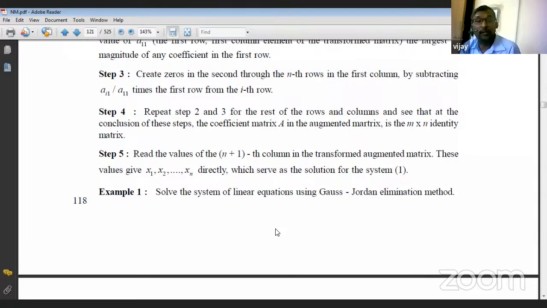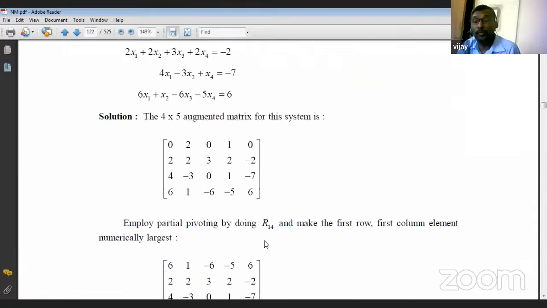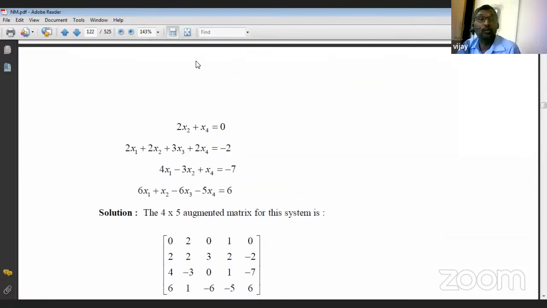Read the values of the n plus 1 column of the transformed augmented matrix. These values give x1, x2 and so on, directly as the values of the solution. For the system of linear equations problem, we will see the problem tomorrow. This one.